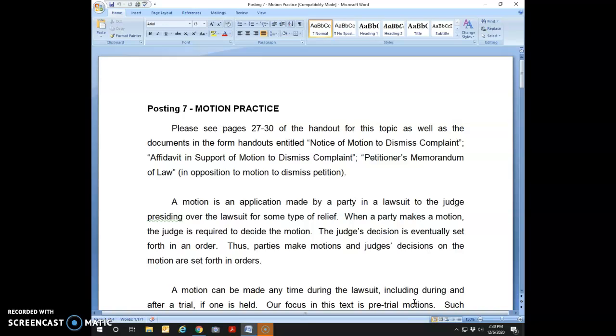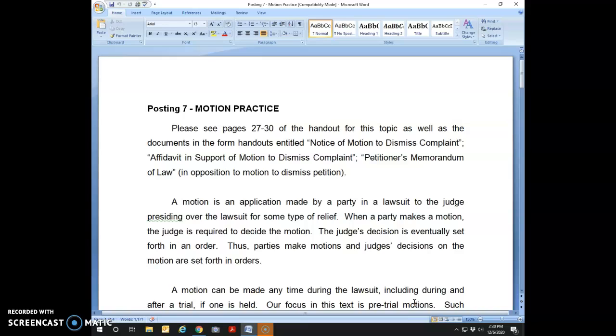Specifically, I guess, the lawyer for one of the parties determines there's a need for judicial relief. We want the judge to direct or order that something happen, and in that case, what's going to happen is a motion will be brought.